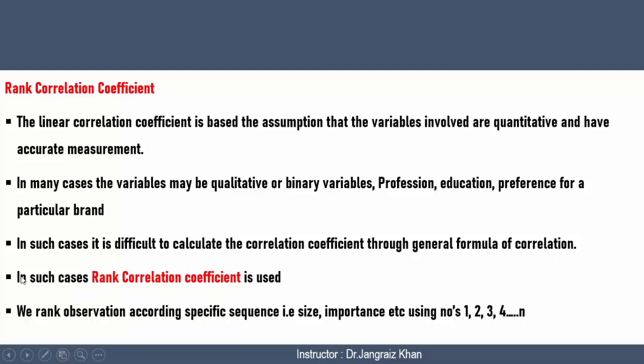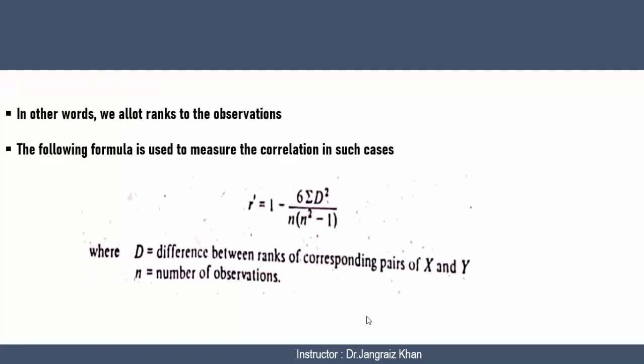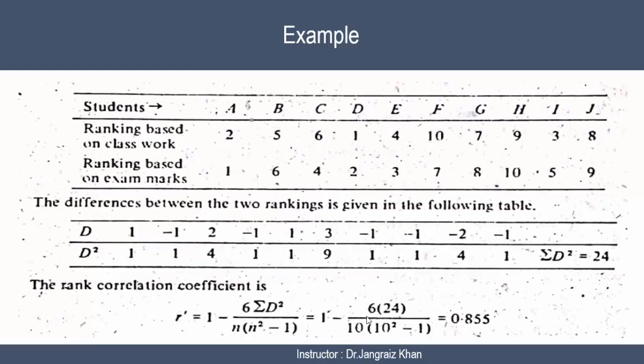We rank the observations according to a specific sequence, size, importance, etc., using numbers 1, 2, 3, 4 up to n. In other words, we allot ranks to the observations. The following formula is used to measure the correlation in such cases. R is equal to 1 minus 6 summation Di square divided by n into n square minus 1, where D is the difference between two ranks, while n is the number of observations.